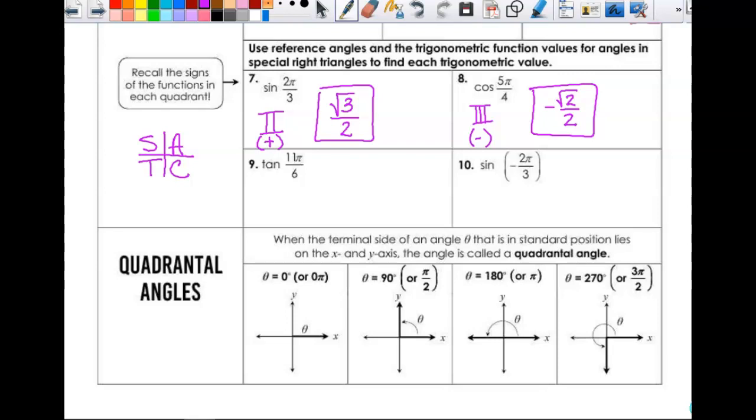All right. 11 pi sixths. What quadrant is that? Fourth. All right. And in the fourth quadrant, is tangent positive or negative? Negative. All right. So then what is the tangent of just pi sixths? Square root of 3 over 3. So that means my answer is negative square root of 3 over 3.